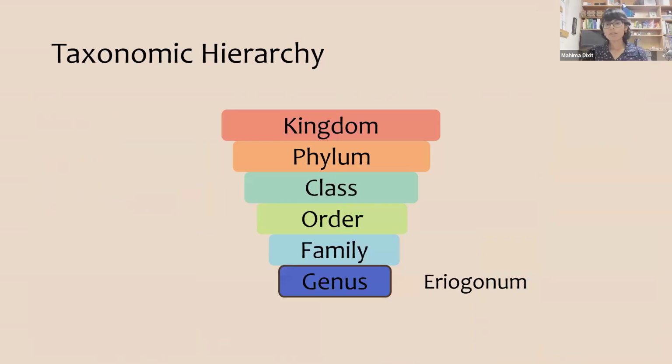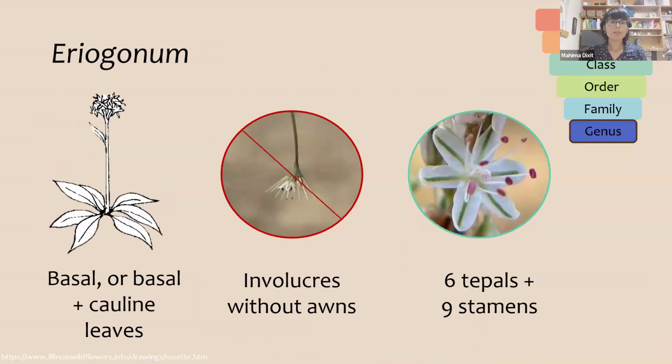And now we have made it all the way down the taxonomic hierarchy to our very own genus, Eriogonum. And now, how do we tell we found an Eriogonum? Here are the top main features that I like to use to categorize Eriogonum, more visually.